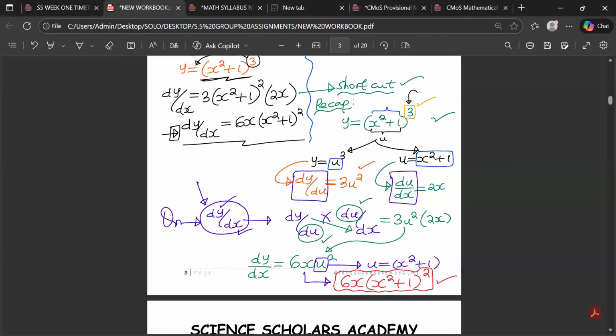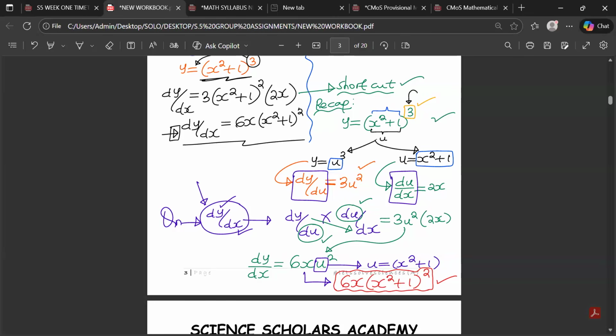Then the other one was the shortcut, the one Judy gave us. Drop the power, bring back the function with the reduced power, then differentiate what was given inside the bracket. Drop the power, bring back what is inside the bracket with the power reduced by 1, then differentiate what is inside the bracket. That is the shortcut.